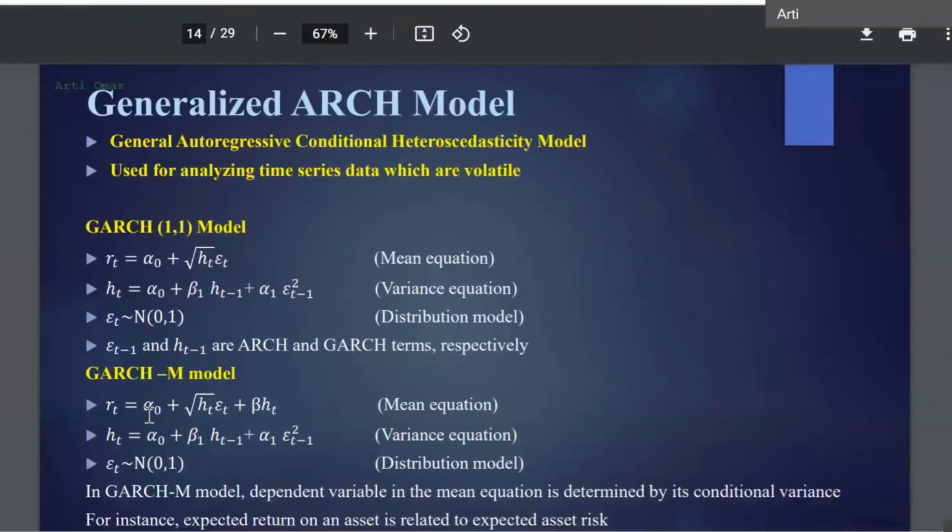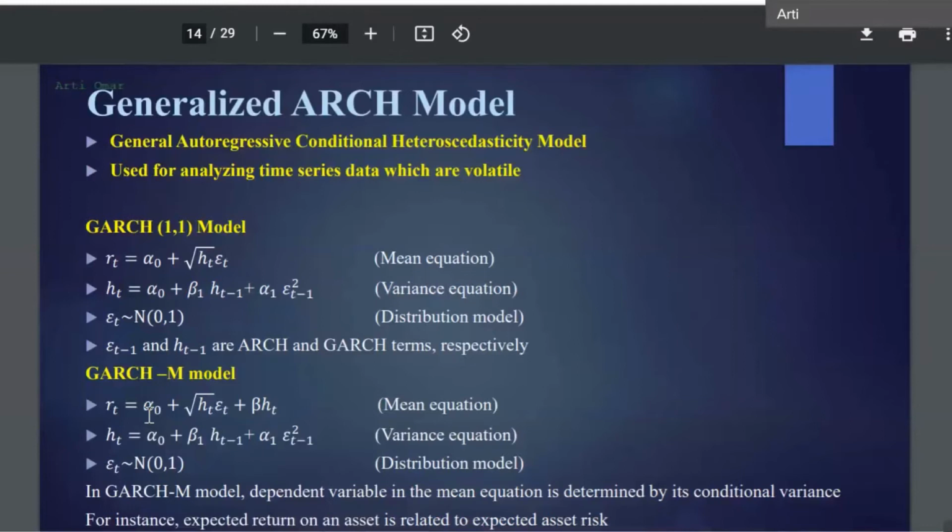We assume the error term is white noise. That means it is normally distributed, with mean zero and variance one. One more thing in the variance equation: this error term we call the ARCH effect, and when we add this h t minus 1, that is nothing but the variance, and that is called the GARCH effect.